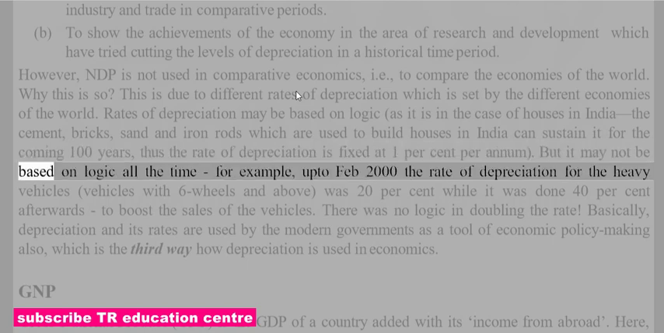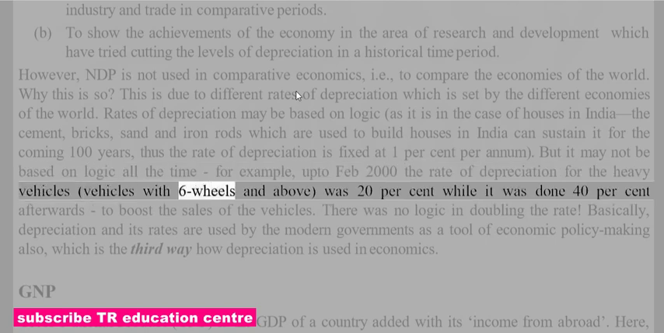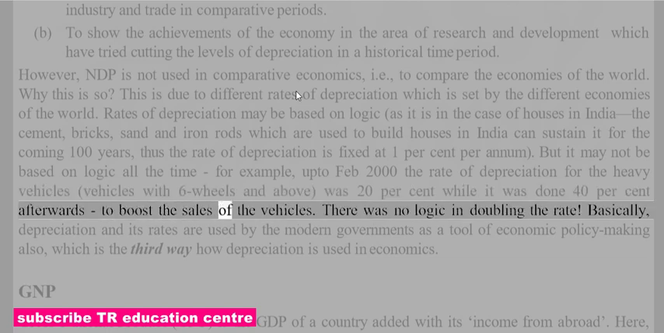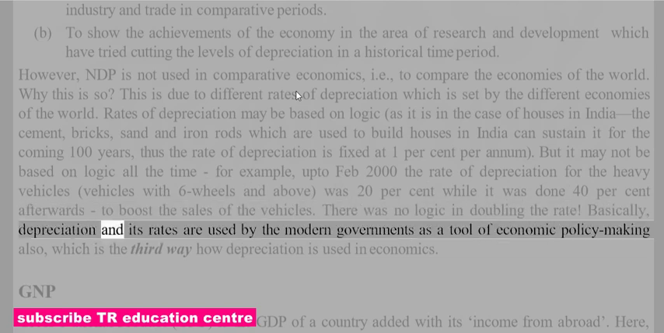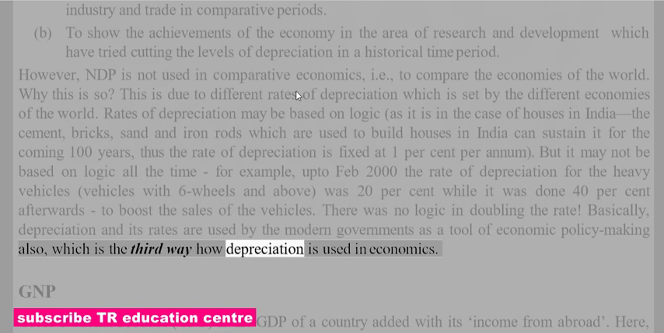But it may not be based on logic all the time. For example, up to February 2000 the rate of depreciation for heavy vehicles with 6 wheels and above was 20%, while it was made 40% afterwards, to boost the sales of the vehicles. There was no logic in doubling the rate. Basically, depreciation and its rates are also used by modern governments as a tool of economic policy making, which is the third way how depreciation is used in economics.